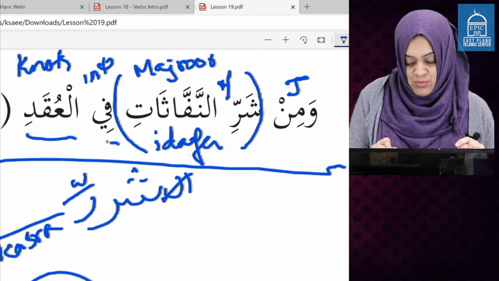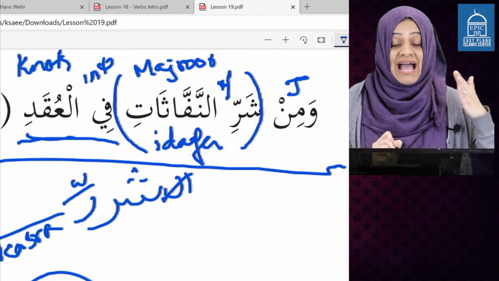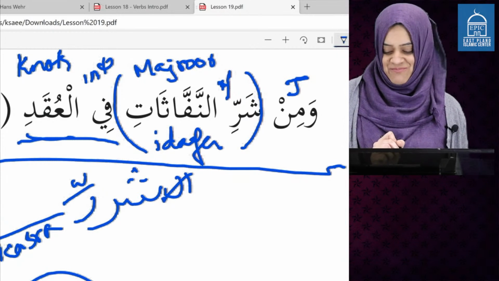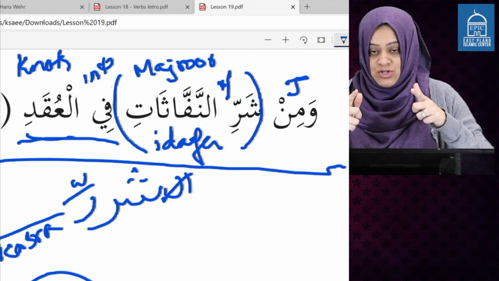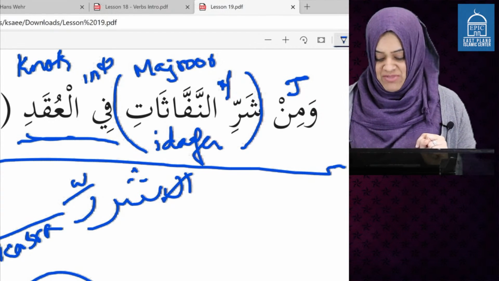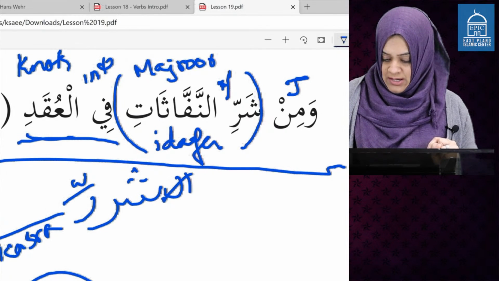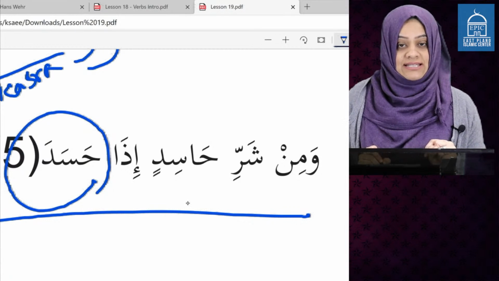Into the knots. And this is what? Jar majroor. Okay? Fi. Fi is jar. The next word has to be majroor. Okay? So from the evil of the ones who blow, literal translation, who blow into the knots. Okay? And then we have the last one, وَمِن شَرِّ حَاسِدٍ إِذَا حَسَدَ.